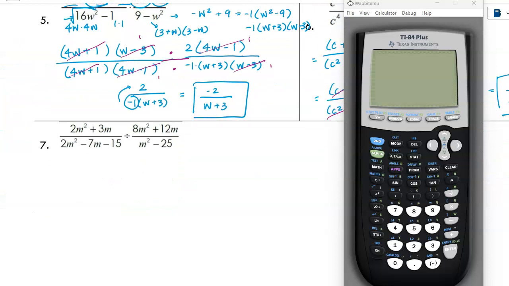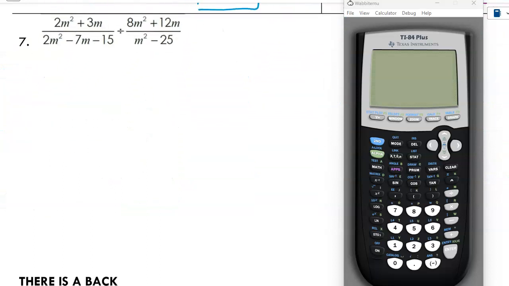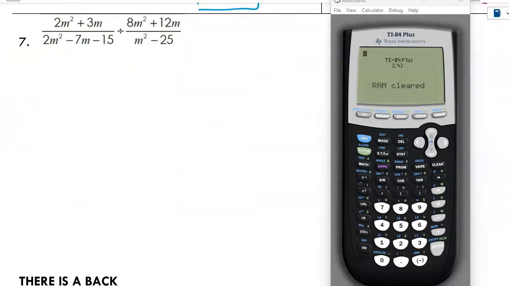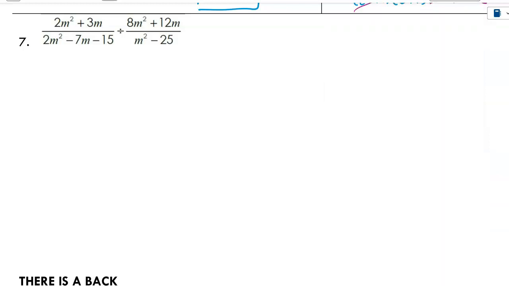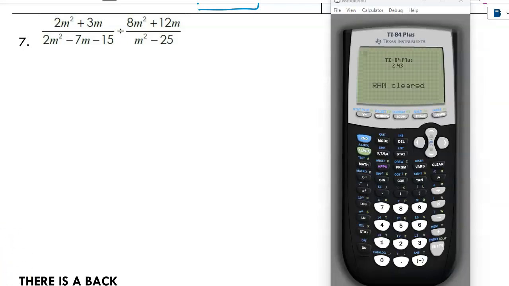Okay, number 7. Take a look. Okay, it's another division. Calculate. Okay, let's go ahead and look at the first term. This numerator right here, what's common is an m. Take that m out.